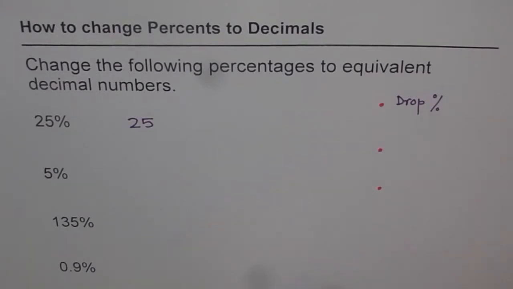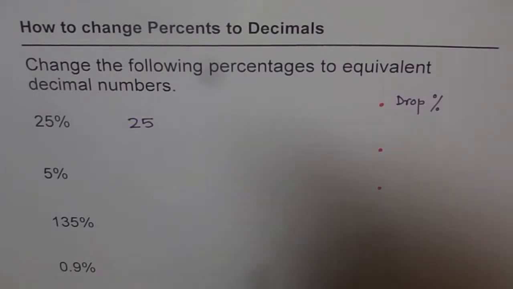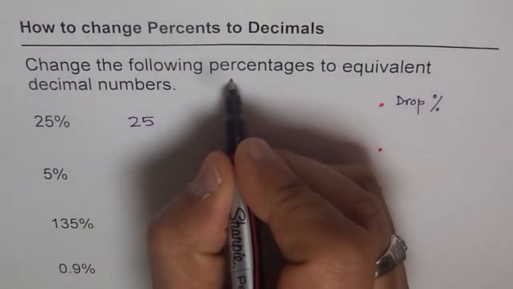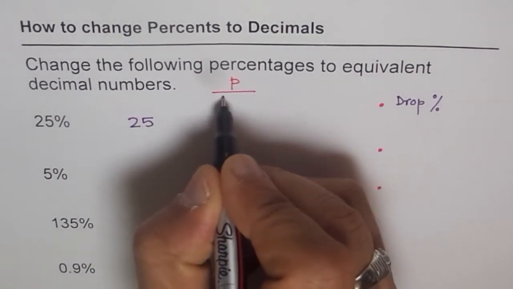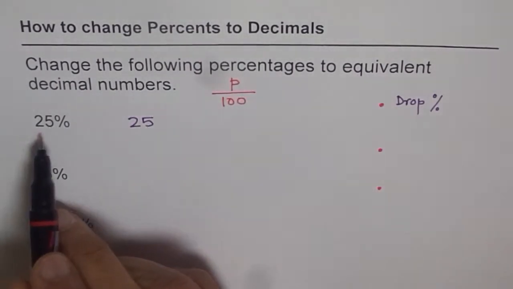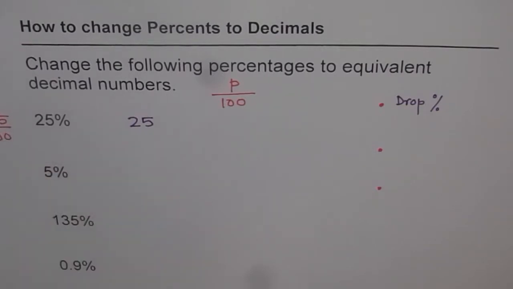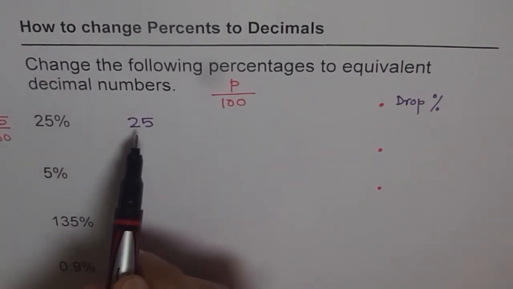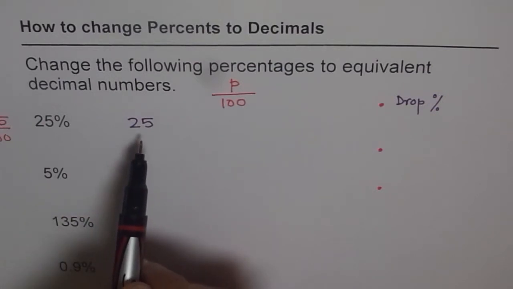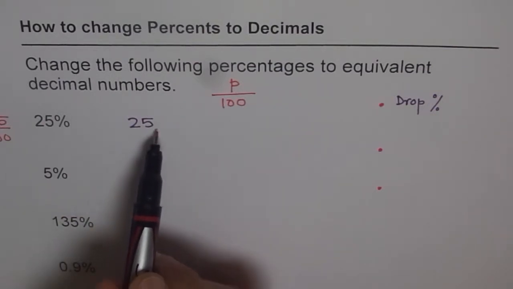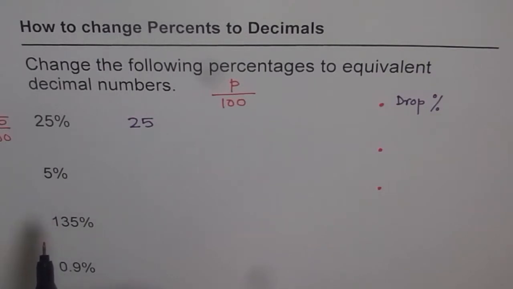And second, let us understand what a percent is. Percent is something out of 100. So when we say P percent, it is P out of 100. So when we are saying 25%, actually it means 25 out of 100. That means we have to divide this number by 100. So when you divide this number by 100, what happens? The decimal moves. So there is no decimal here.